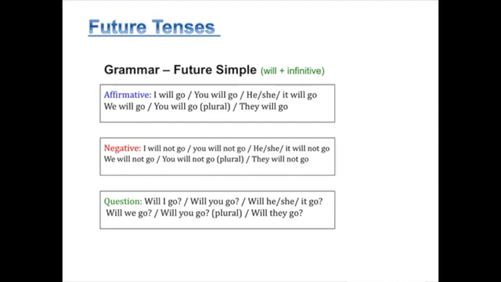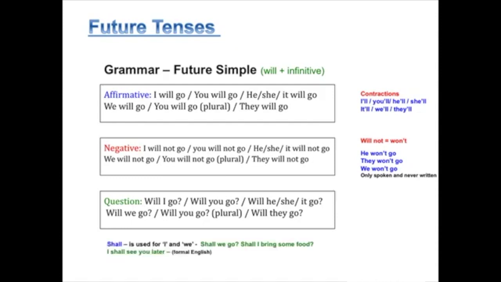What's very important with future simple will are the contractions. And perhaps say these with me. I'll go, you'll go, he'll go, she'll go, it'll go, we'll go, and they'll go. In the negative form, will not becomes won't. So he won't go, they won't go, we won't go. This is often only spoken and never written.